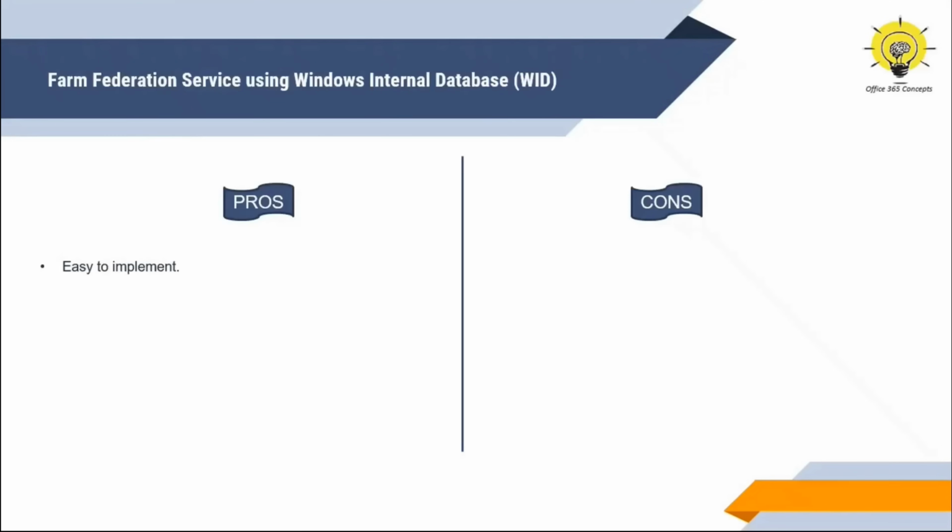Farm Federation service with WID is easy to deploy. We can install multiple ADFS servers within the farm. We can deploy load balancing servers with the ADFS servers to equally distribute the traffic. And if one ADFS server goes down, we can make another server primary. And this type of deployment is easy to expand.